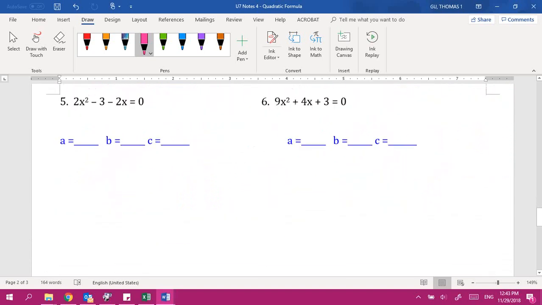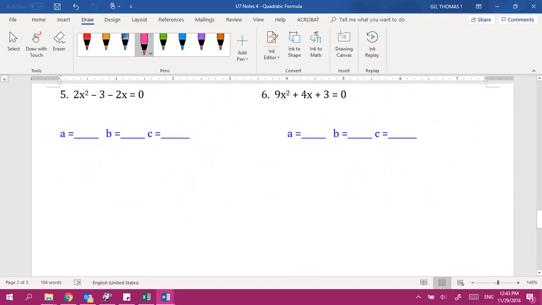Let's go to number 5 now. The last 2 examples. Number 5. What do we need to do to number 5 before we can start here? We got to move the negative 2x, so what's the new equation going to be? 2x squared minus 2x equals 0? Okay. So what is A? 2. What is B? And what is C?